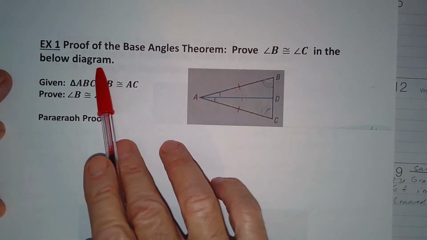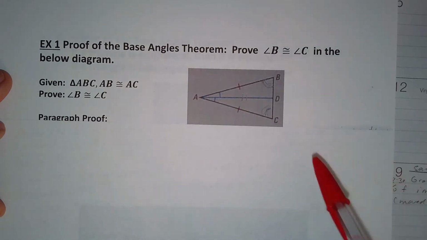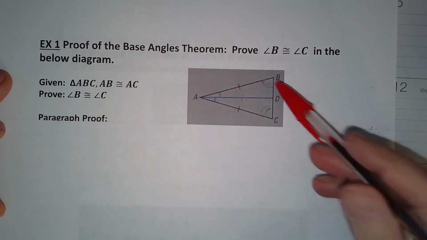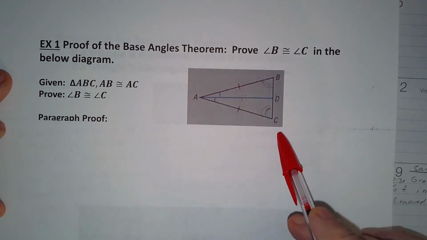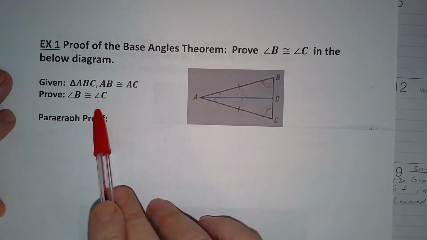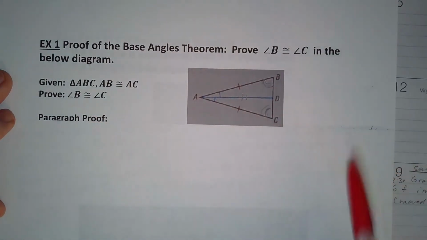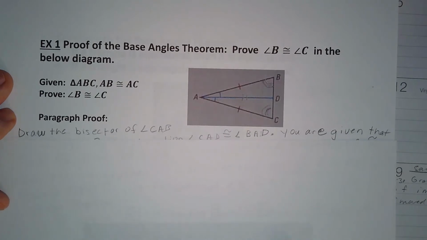So, example 1, proof of the base angles theorem. We're going to do a proof of that theorem that we were talking about. We're given a triangle ABC. We are told that the sides AB and AC are congruent. We want to prove that the base angles B and C are congruent. What I did here was a paragraph proof.